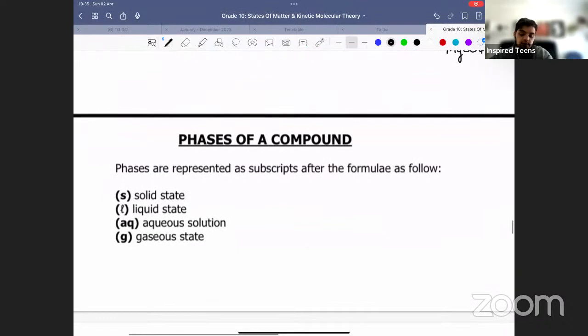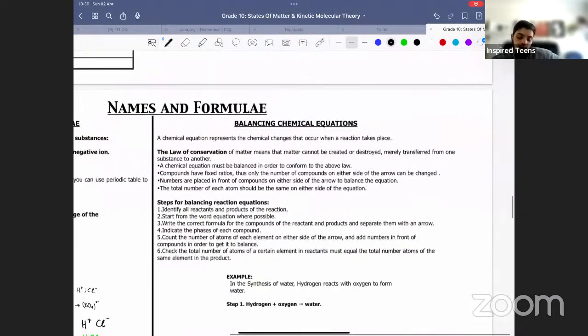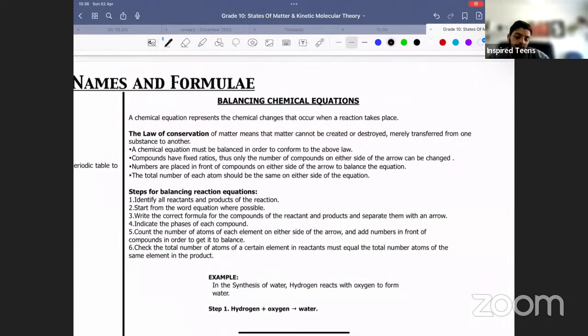Let's look at this. It says phases of a compound. Phases are represented as subscripts after the formulae as follows. S is solid state, L is liquid state, AQ is aqueous solution, G is gaseous state. So S, L, AQ, and G. Those are important to remember for your chemical equations.